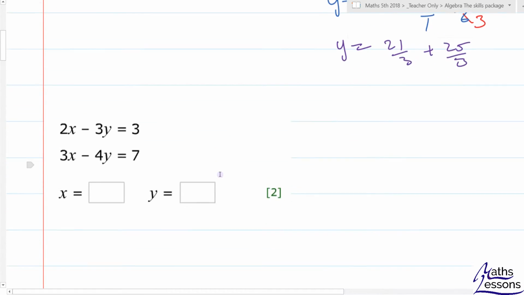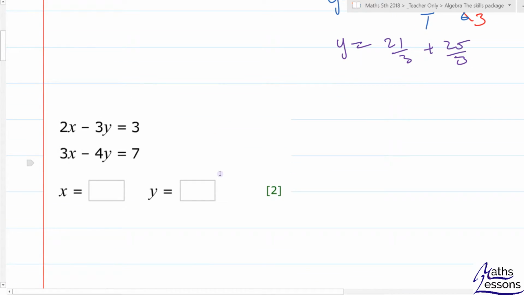Okay. Right, let's have a go at this one now. Give you another minute to have a go at this. This one, use the elimination method. And what I'd like you to try and do is eliminate the x's. So we all do it the same way. So eliminate the x's is the method I want you to use, so we end up with the same answers I do.